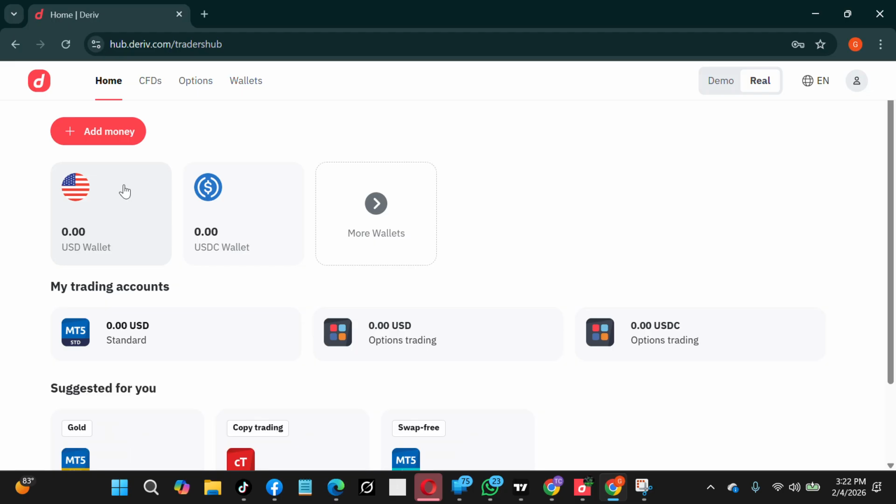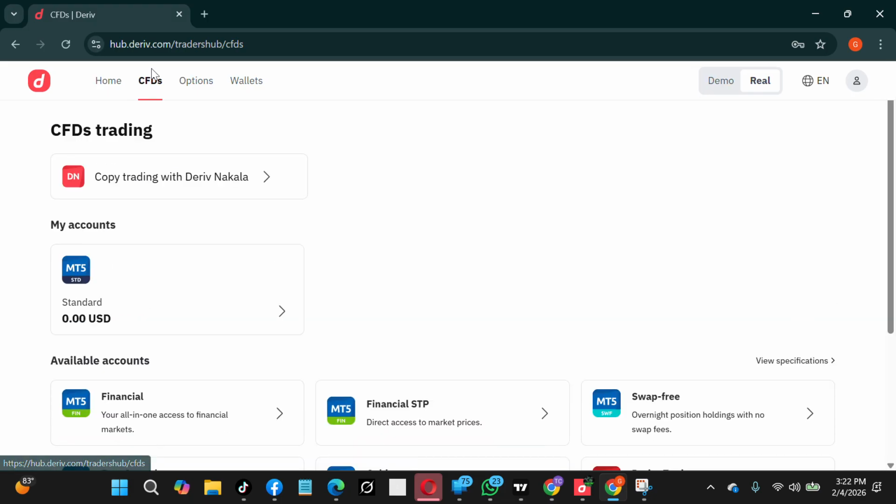Another thing, let's proceed to the next thing. We have talked about the demo, we have talked about the real. Now let's proceed to these CFDs. We normally call them contract for differences. So we are not interested in this. We are not interested with this in any way. Now let's move to the options.